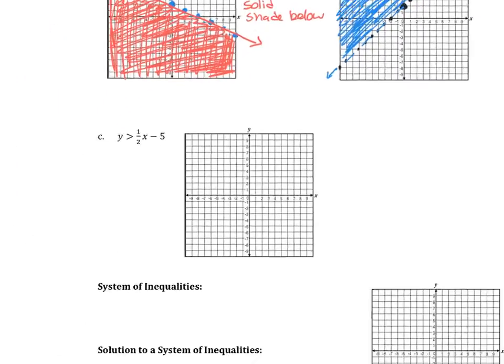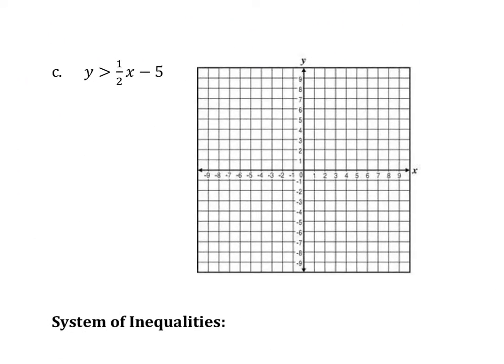Okay. Letter C, y was already by itself. So you just had to go right to graphing. So our y-intercept was -5, and then the slope is 1/2. So that's up 1, right 2. Up 1, right 2. Or down 1, left 2.